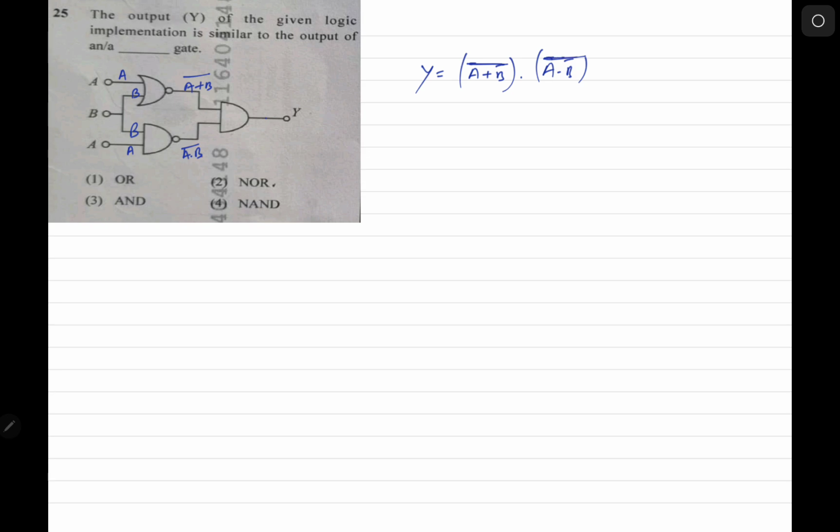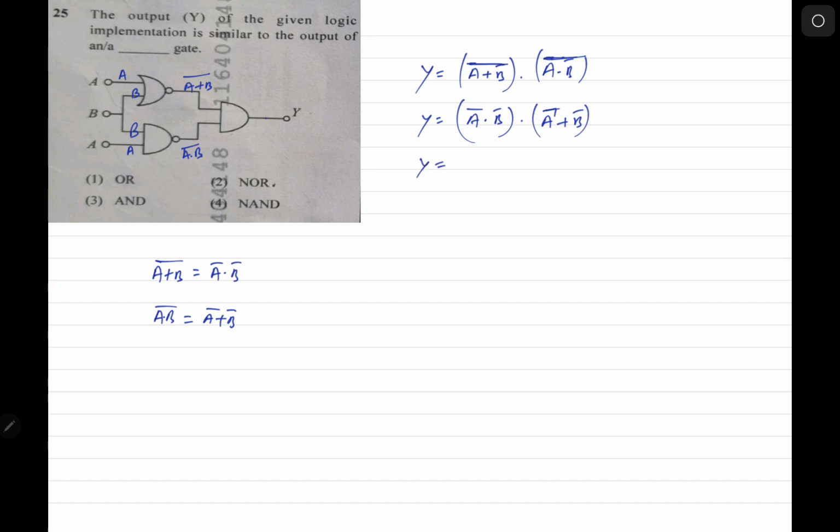Now just to solve this one, we use De Morgan's law. What is De Morgan's law? (A plus B) whole bar is equal to A bar dot B bar, and (A B) whole bar is equal to A bar plus B bar. So let's use it. I'll put the value of (A plus B) whole bar as A bar dot B bar, into, and this one is written as A bar plus B bar.